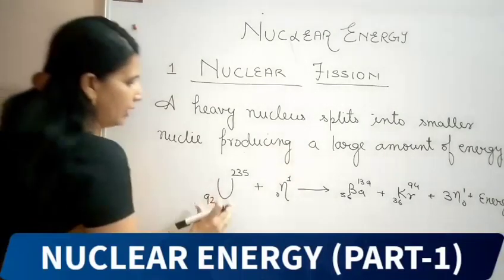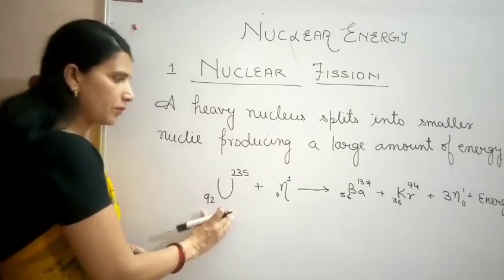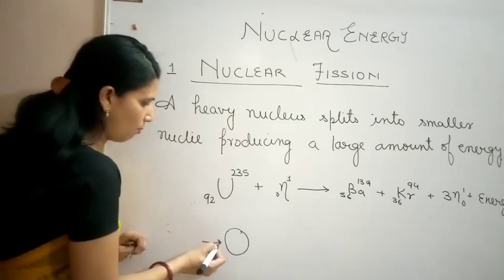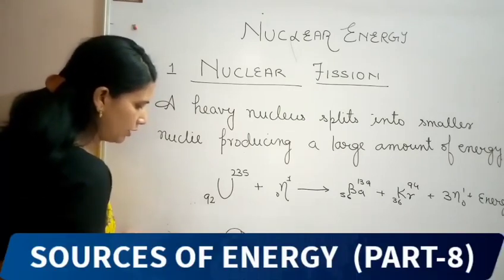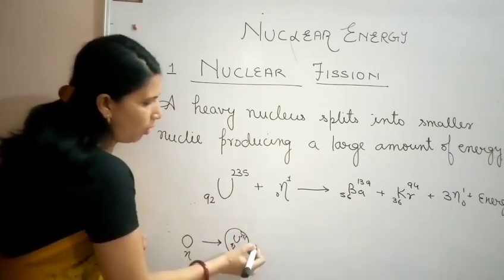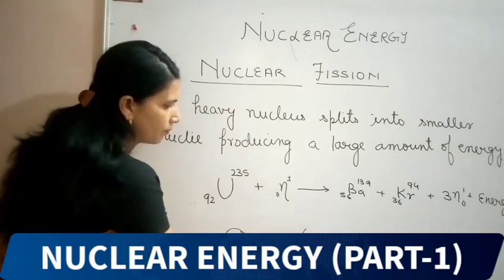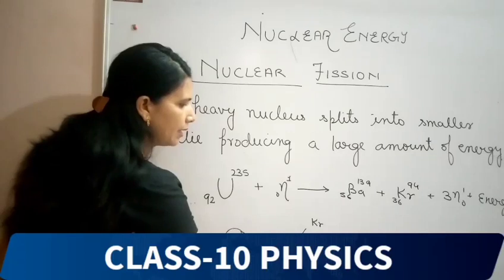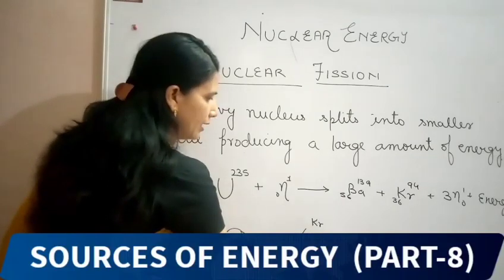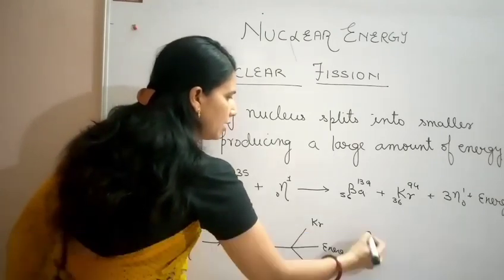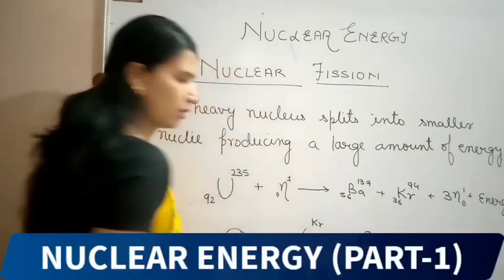See kids, what happened? It is a nucleus of uranium. Suppose this is the nucleus, and when it is bombarded with a neutron, it is uranium 92. When it is bombarded, it releases krypton, barium, energy, plus 3 more neutrons. Okay.